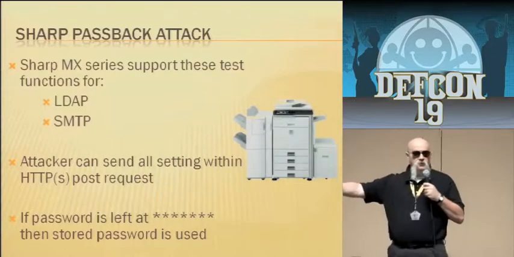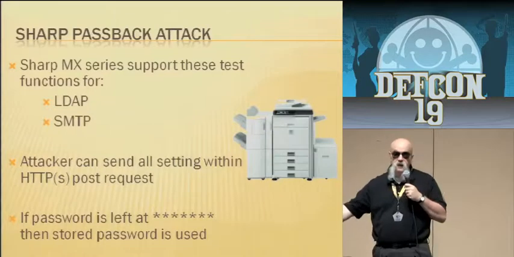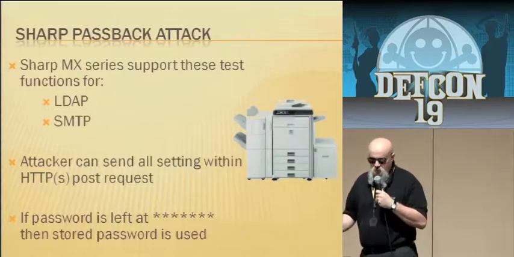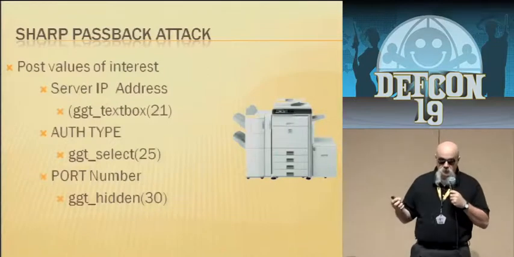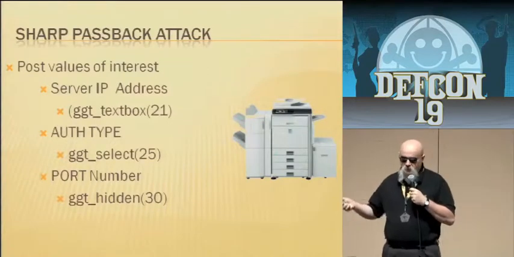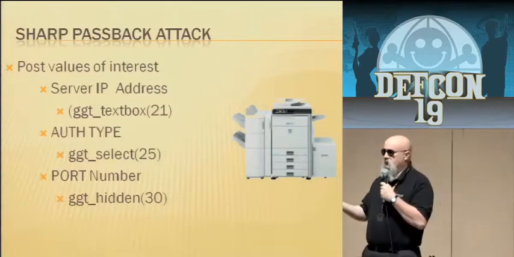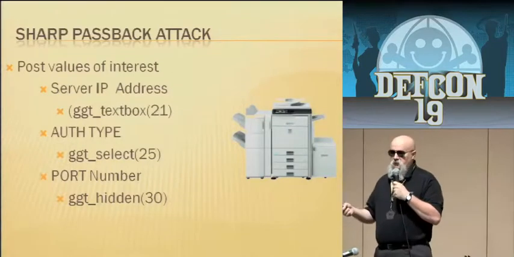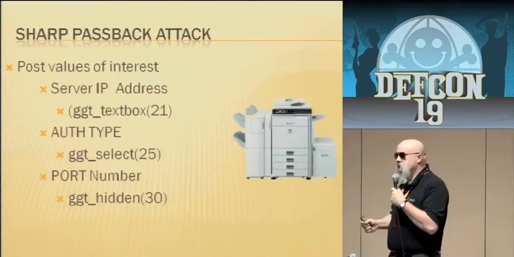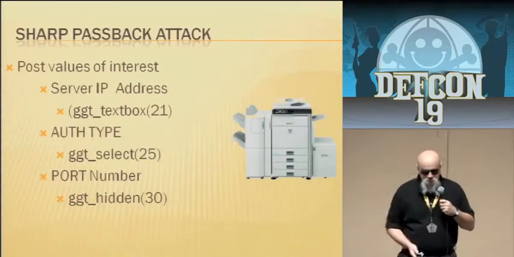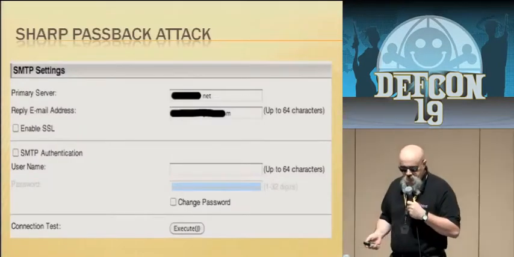So if you can tell the printer to test this using what you have stored on the printer as the password, you get the plain text password. These are the 3 fields on the Sharp printer that we want to alter: the server IP address, the port, and the auth type. Because remember, it may be configured to do NTLM or Kerberos, but during the test function, you can say, let's just do it in plain text. That way you capture it back. And here is the screen for the Sharp for the SMTP settings also.